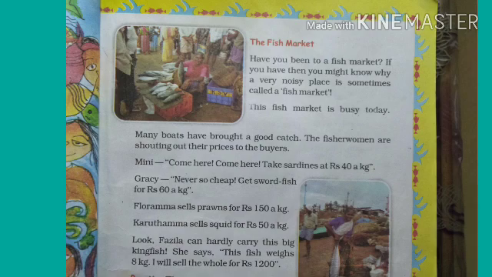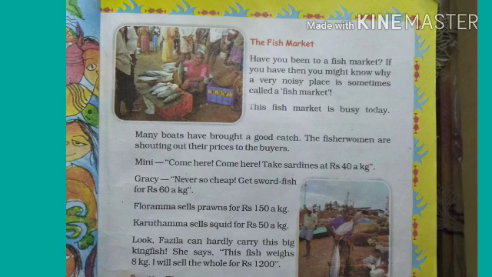A fisherwoman, Minnie, is telling, come here, take sardines at rupees 40 a kilogram. And Gracie is telling, never so cheap, get swordfish for rupees 60 a kilogram. Florama sells prawns for rupees 150 a kilogram. Karathamma sells squid for rupees 50 a kilogram. Look, Fasila can hardly carry this big kingfish. She says, this fish weighs 8 kilogram. I will sell the whole for rupees 1200.